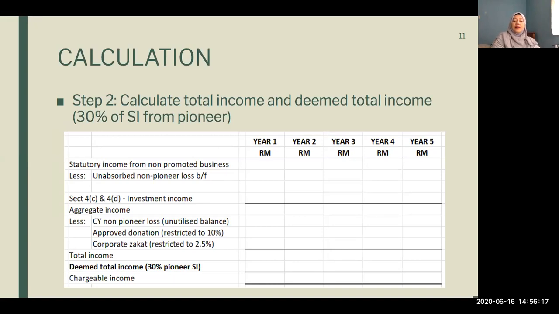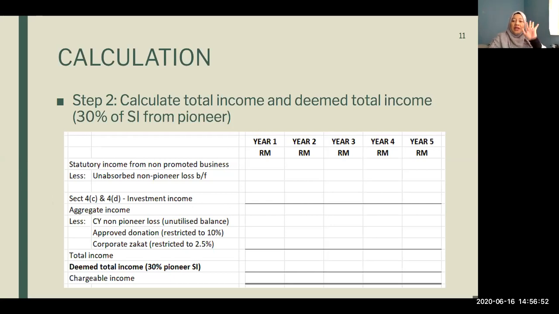Then you add on any income from your investment, section 4C and 4D, whether it's a dividend, interest, or rental. And remember that this is at the level of adjusted income, adjusted rental income, adjusted interest income. So if there is any interest expense, you must compute that accordingly. Dividend is either final or exempt. From there, you will have your aggregate income, and then less current year non-pioneer loss.